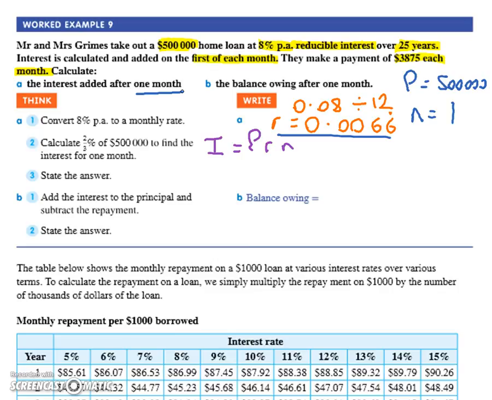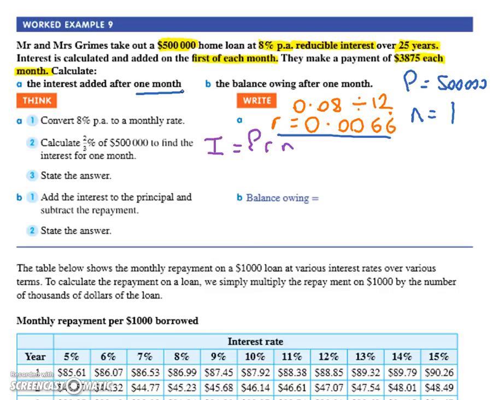Because it's a reducible balance loan, when you pay money back, the amount of interest you get charged will be reduced because you won't have as much owing. Make sense? So you're not going to get charged interest on the same amount every time. When the banks actually do this, they work it out month by month. Of course, there's a formula that does that for you.